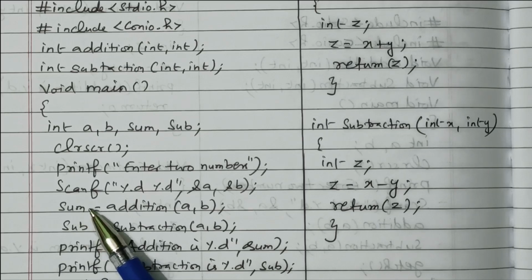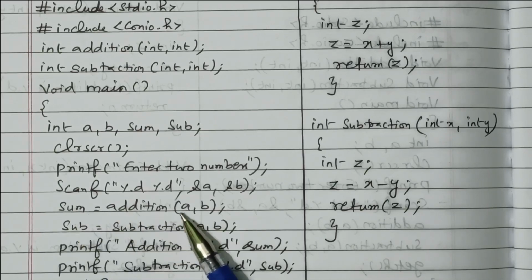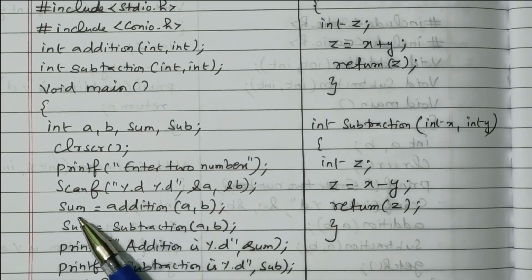If it is not written, no need to bother, but it returned the value, so we need to put one variable here. Otherwise it will not store anywhere. So sum equal to addition A comma B means calling the function addition with two variables passing to the function. The function will return the value that will be stored in sum.